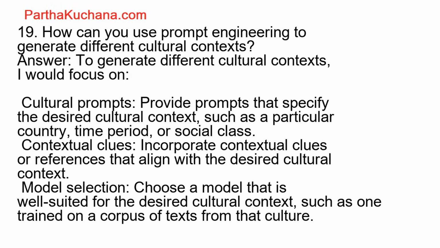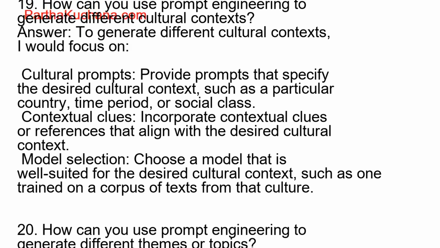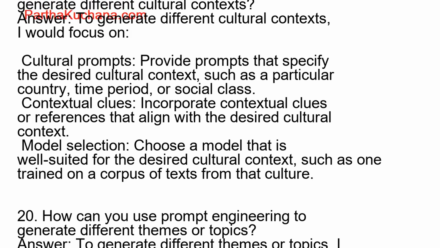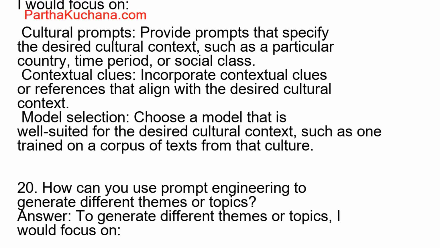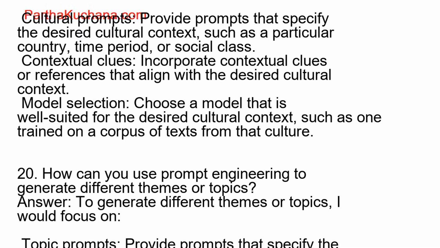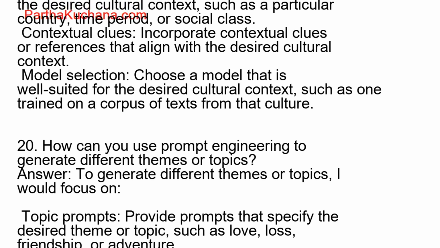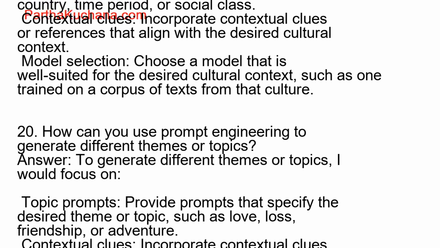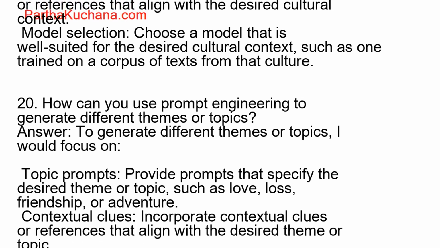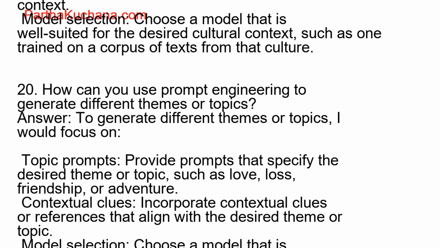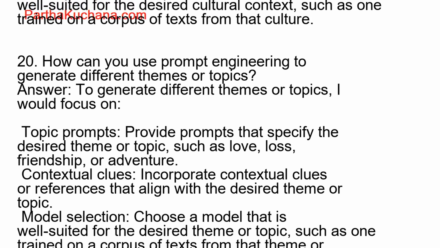22. How can you use prompt engineering to generate different emotional responses? Answer. To generate different emotional responses, I would focus on emotional prompts. Provide prompts that evoke specific emotions, such as happiness, sadness, anger, or fear. Contextual clues: incorporate contextual clues or references that align with the desired emotional response. Model selection: choose a model that is well-suited for the desired emotional response, such as one trained on a corpus of texts that evoke that emotion.